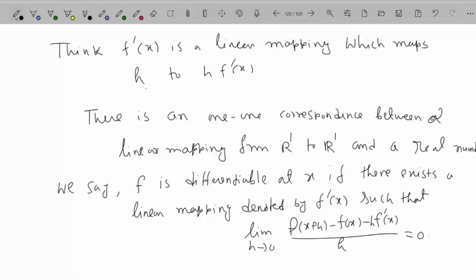Okay, so that's how we can rewrite the definition of derivative of a single real valued function of a single variable. Okay, so let's see how we can extend to a vector valued function of a single variable. Okay, so let's say we have a function now f from R1 to Rm.